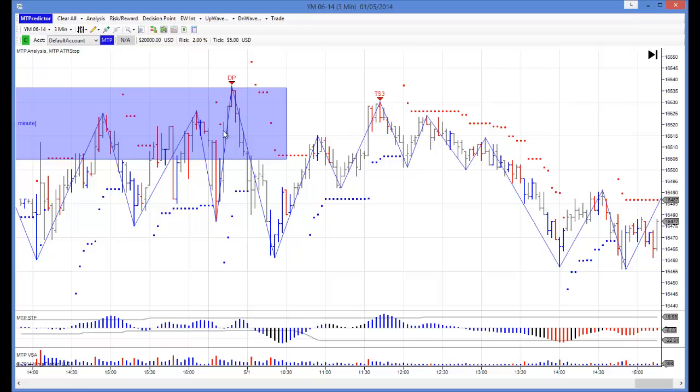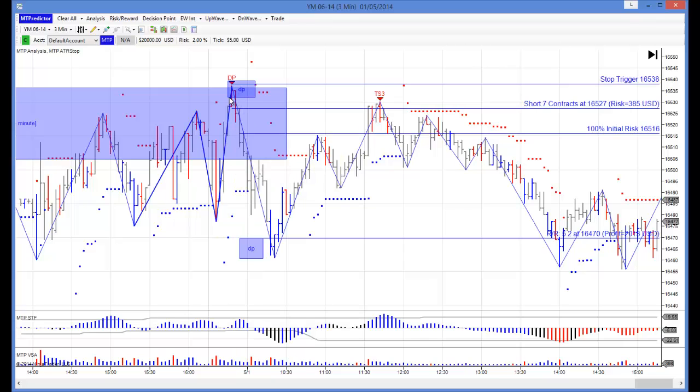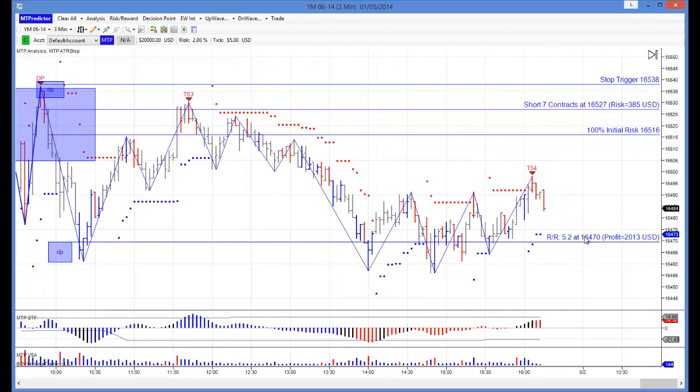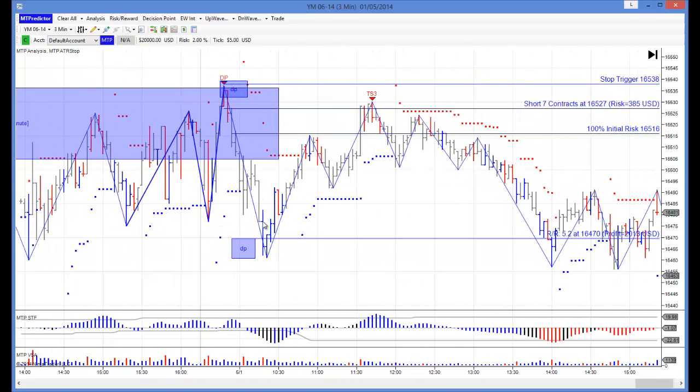So for you MTPredictor users who are very aggressive, you could have decided to take this DP sell setup, and as you can see, it went down into the opposing DP target there for a lovely 5.2R profit. Can you see that? 5.2R. In other words, using our correct position sizing, in this case risking a 2% initial risk on a 20,000 sample account, would have made a profit of approximately 5R, or 5 times the initial risk. But I think this would have been quite an aggressive trade. So this would have been only for you more experienced MTPredictor users.